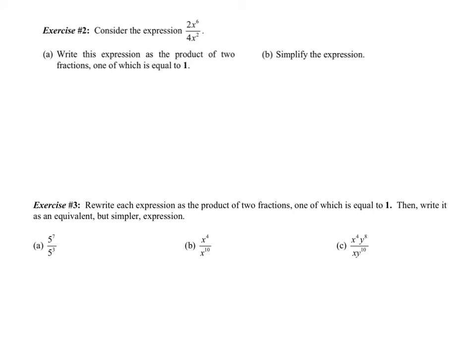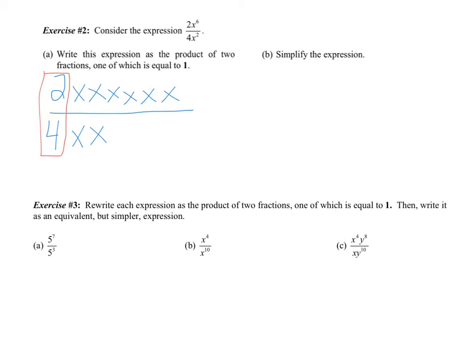We're now going to go to exercise number 2. Consider the expression 2x to the 6th divided by 4x squared. We're going to write the expression as a product of two fractions, one of which is equal to 1. So the first thing I'm going to do is write out 2, and then write out 6 x's, x, x, x, x, x, x, all over 4x squared, so times 2 x's. I'm going to get my red marker out, and I'm going to take care of my coefficients first. 2 divided by 4 is going to give me 1/2.